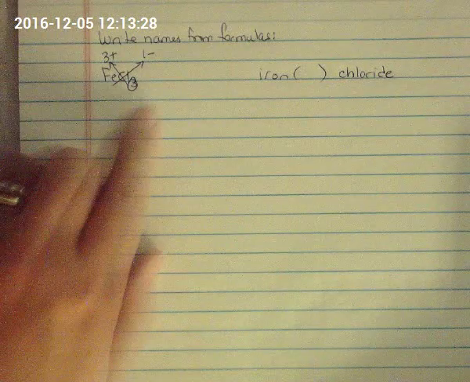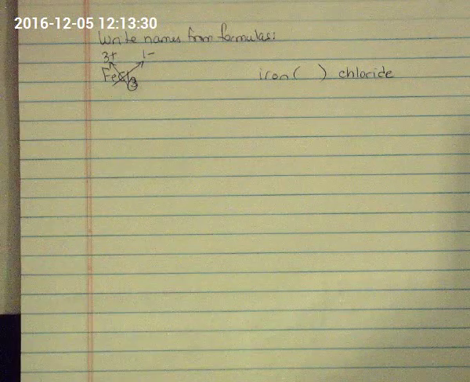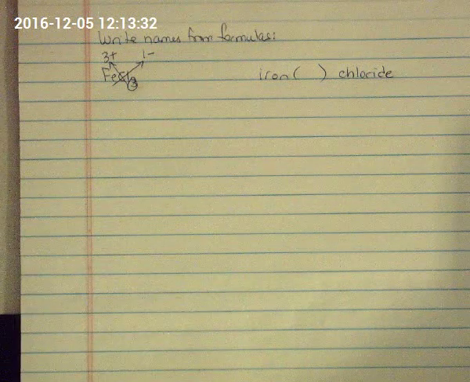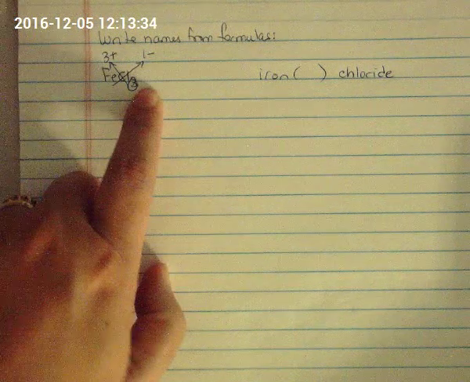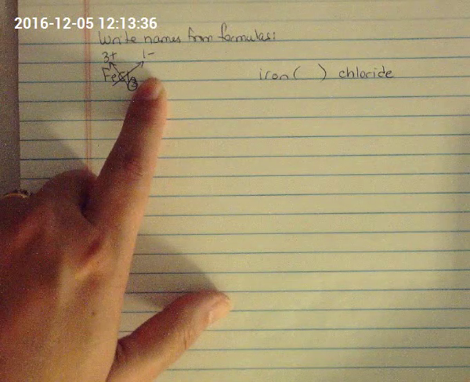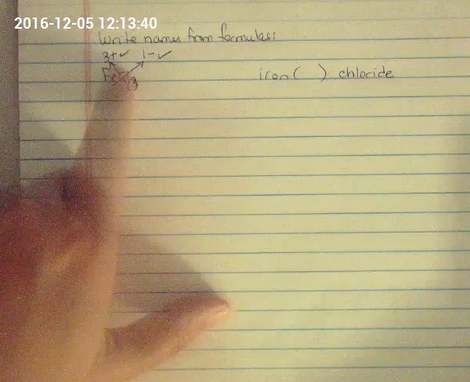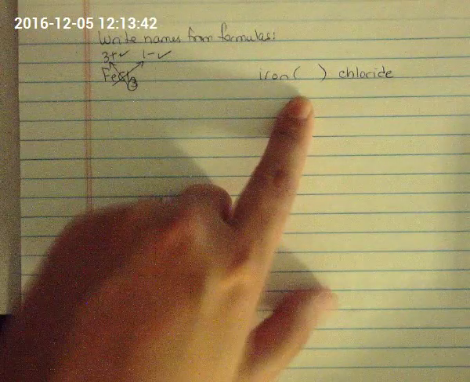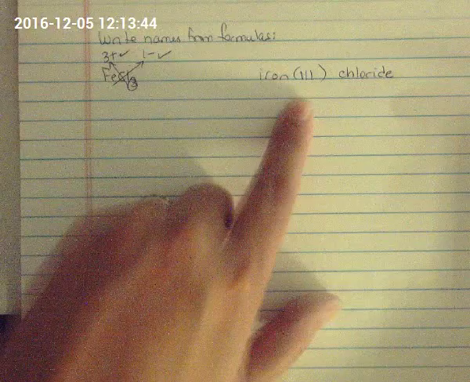All right, now, before you go with a 3, what I want you to do is undo the crisscross and double check that that in fact is the correct charge for chlorine. Is it? Okay, so if this checks out, then that checks out. So what do I put here in the middle? A 3. So this is iron 3 chloride. Okay, let's do another one.